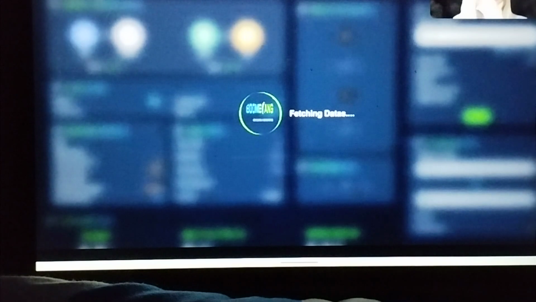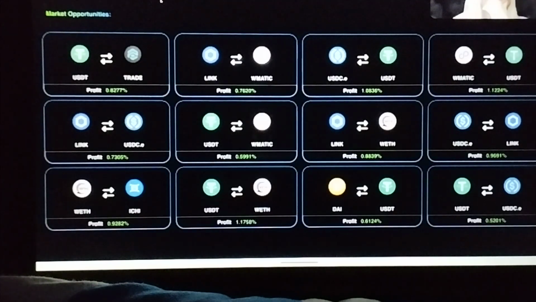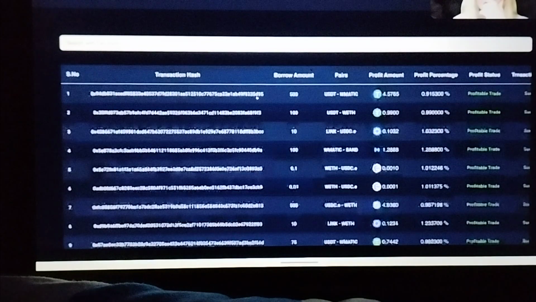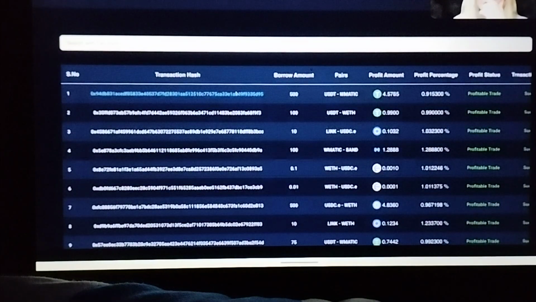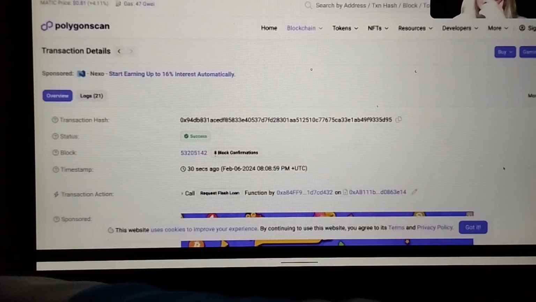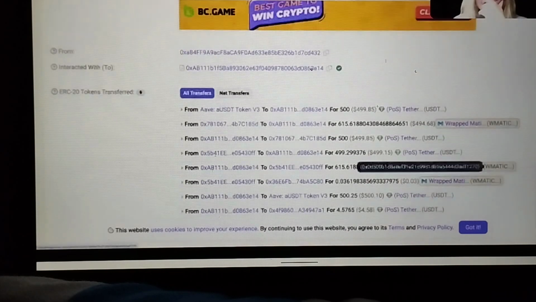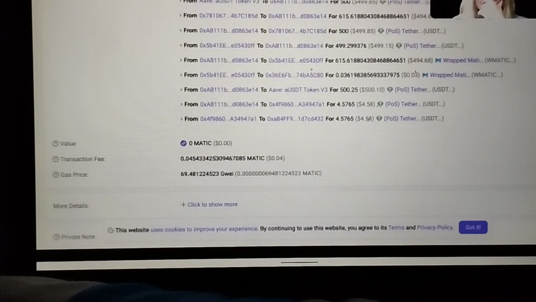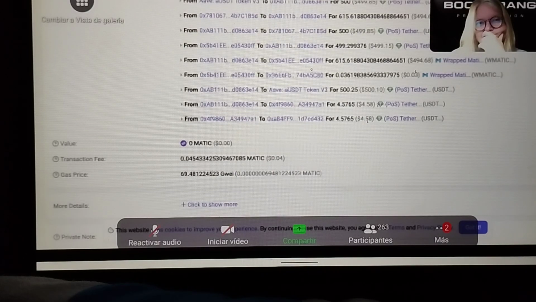But the most important thing is when you go to the transaction history, you can see directly, you see, with a 500 flash loan, it's not my own money. I just borrowed it for a few seconds. You see, $499. I made $4.58. And this is what you can do with Boomerang, with the license of Boomerang.